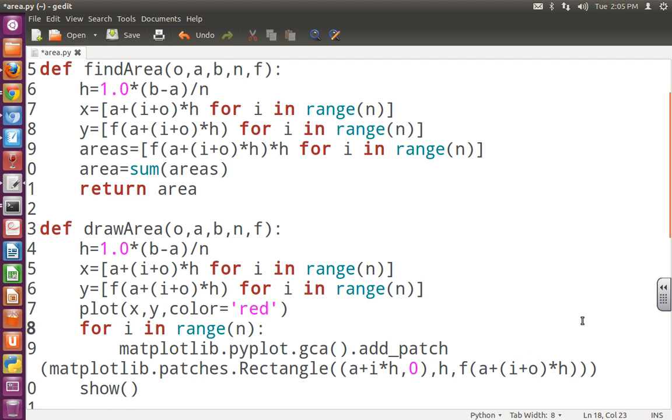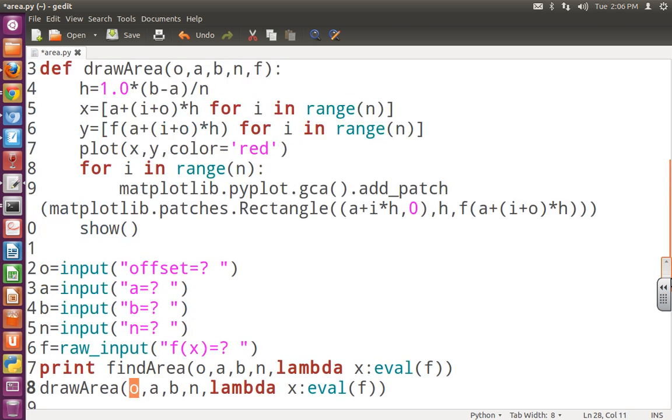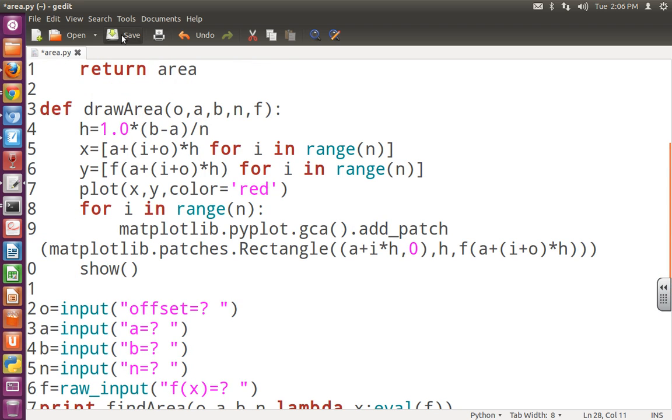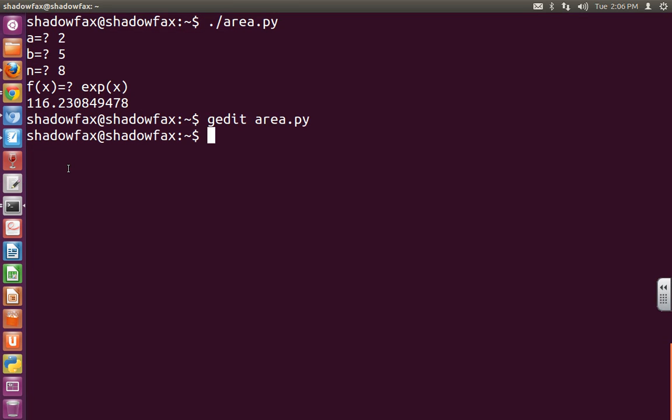Right? Then we're going to ask the user for the offset. That's why I'm calling it an O, offset. And we're inputting it here and here. All right, let's see. Are you ready to try it? All right, so I'm going to X out of here and try it again. All right, so let's run it.